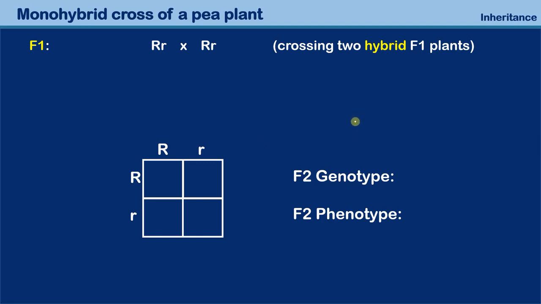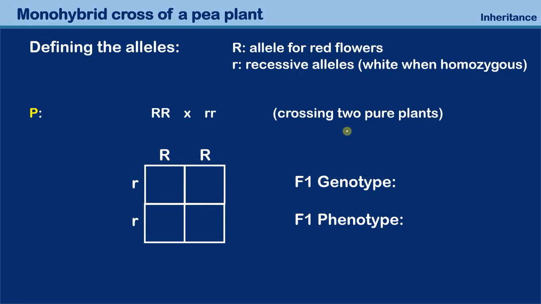Let's now cross two pea plants together. I'm actually on the wrong slide here. That's the slide where I have to start. So it's a monohybrid cross of a pea plant. Monohybrid, as I explained, refers to a single factor cross. So we only look at one characteristic. And in this case, we look at flower color.